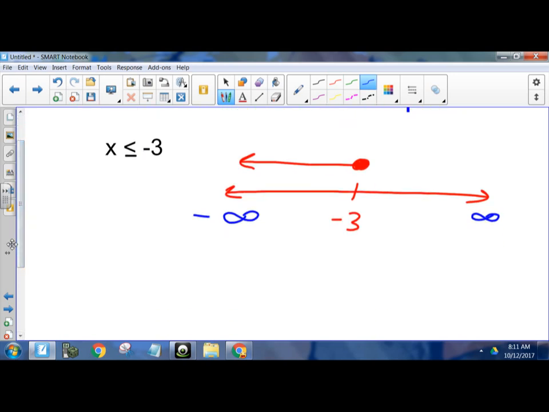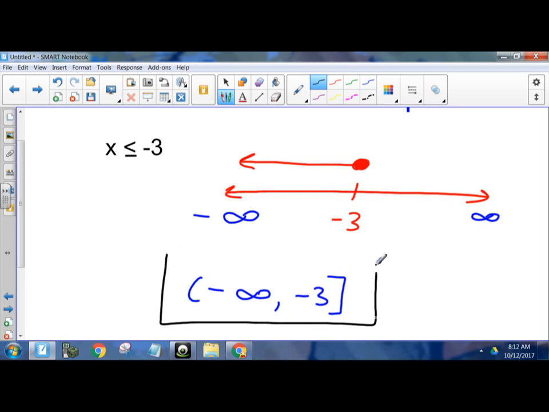I have to make sure I go least to greatest. Left to right. So if I were to start the set, it begins on the left side at negative infinity. So I begin at negative infinity, which always gets a parenthesis, comma, I go all the way until negative 3, and I stop at negative 3. And because negative 3 is a closed circle, I would use a bracket instead of a parenthesis, indicating that negative 3 should be included. All right? I hope that those were clear.